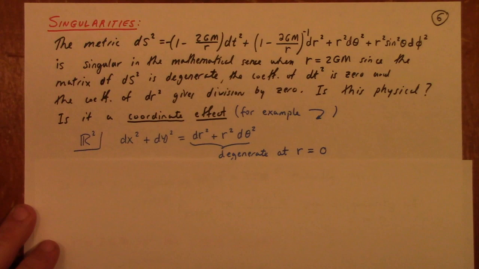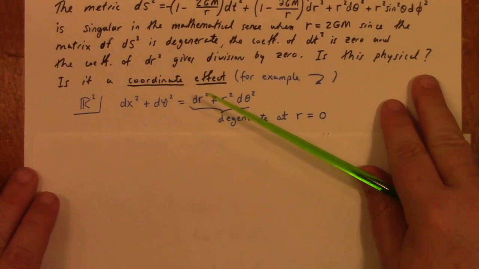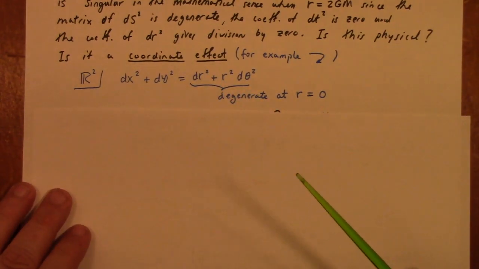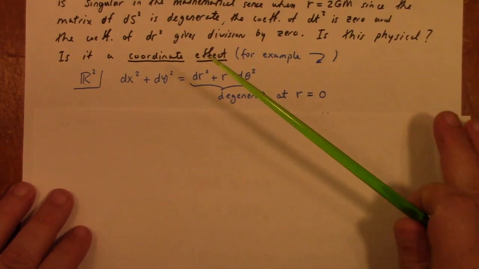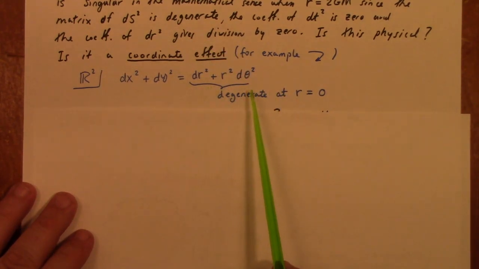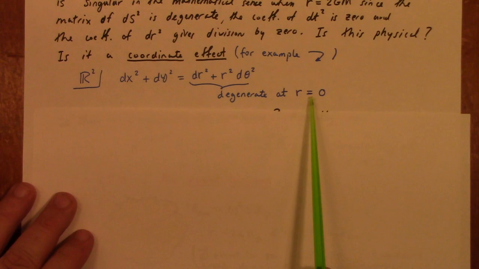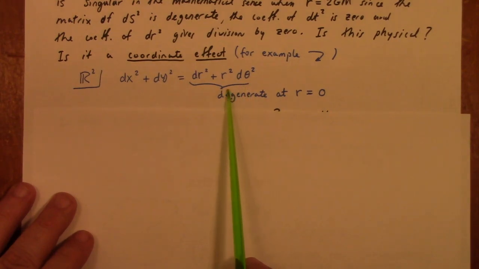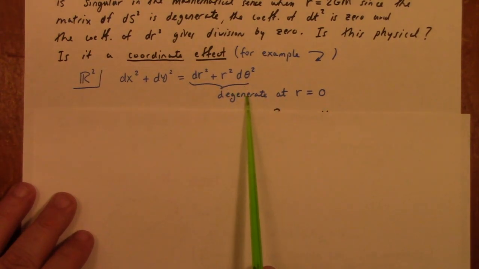But is it just a coordinate effect? Now here's an example, probably the most mundane example of a coordinate effect that I could think of: the plane, right? Think about the xy plane. Think about polar coordinates, right? In polar coordinates, there's something funny going on at the origin. What's the angle at the origin? Well, you can't define the angle at the origin. The polar coordinates break down technically at the origin.